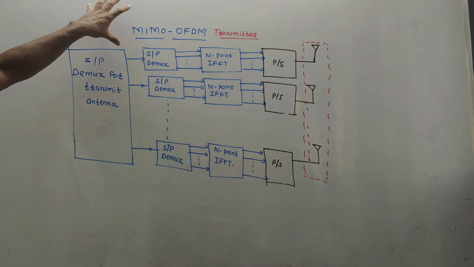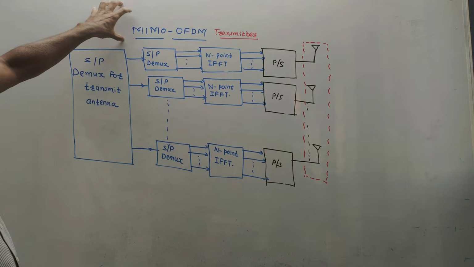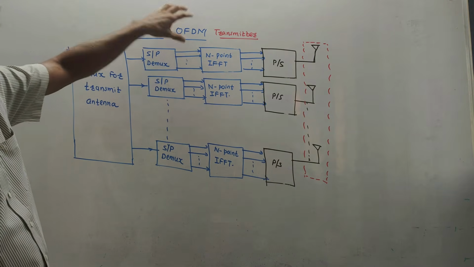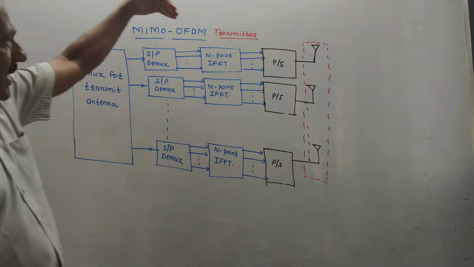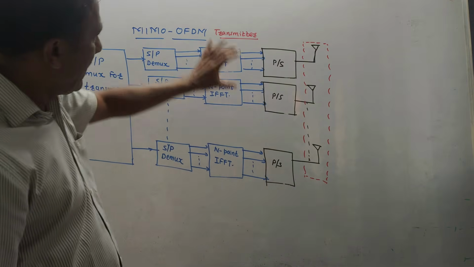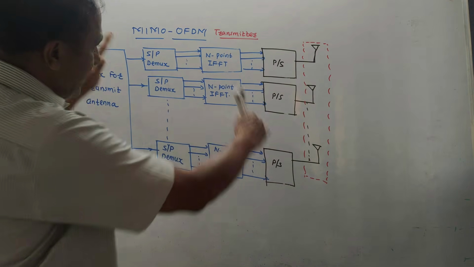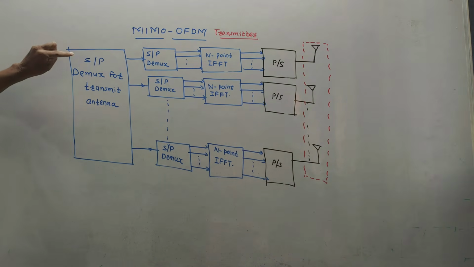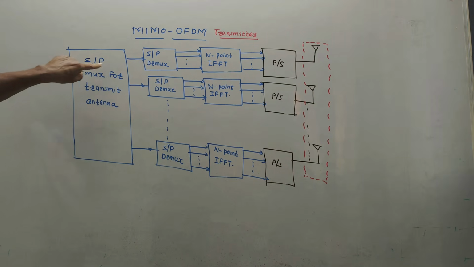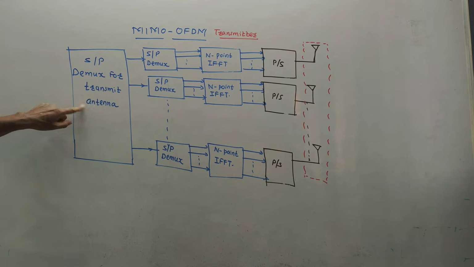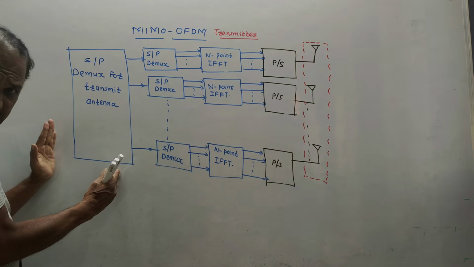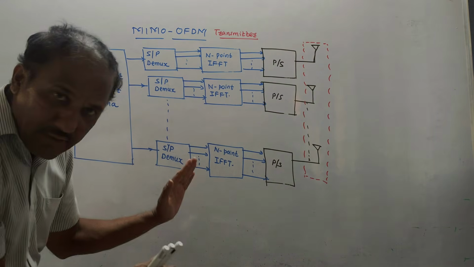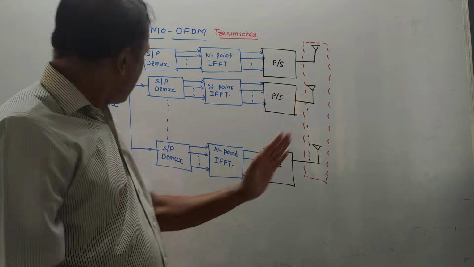If the question is to explain the concept of MIMO OFDM, or the combination of MIMO and OFDM, you need to explain both the transmitter and the receiver. As I said, this is only the transmitter block. In the transmitter, first we use S/P, that is a serial to parallel demux, for the transmitting antennas.